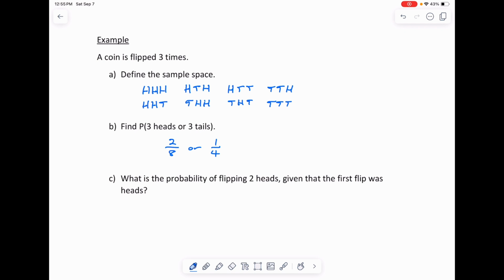C, what is the probability of flipping 2 heads given that the first flip was heads? So we have to be a little bit careful here. There's this idea of this given, and later we're going to define this as a condition, right? So I want 2 heads, but only under the condition that the first was also a head. So if you look at your possible combinations here, that's 1, and that's 1, and there are no others. So again, we've got 2 out of 8, or 1 out of 4 if we reduce that down.